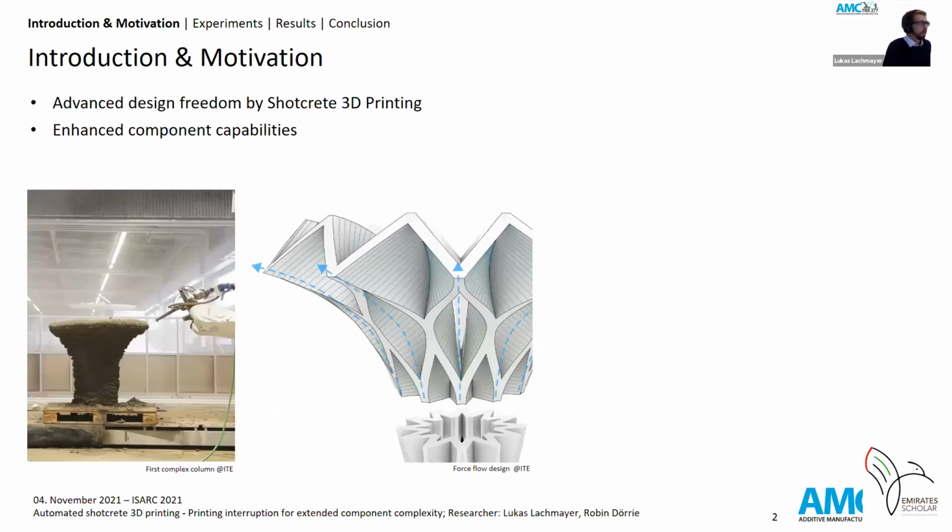Okay, so let me now give you a brief overview of what we are dealing with in specific. Our process is usually called shotcrete 3D printing, and we are using a conventional shotcrete method for layer-wise material application. It can be seen in the left picture that this process enables us to generate much more complex components than standard extrusion processes, since we're able to reorientate the nozzle fully and spray nearly horizontally.